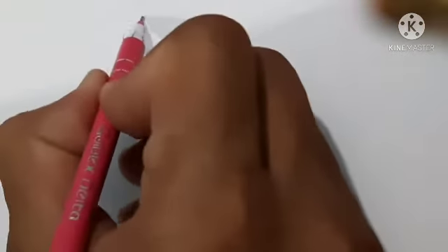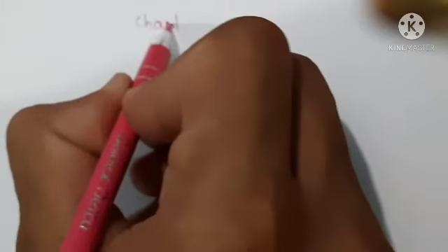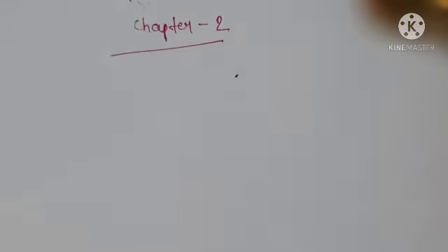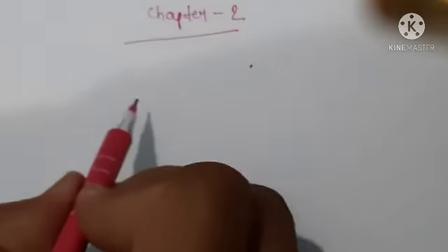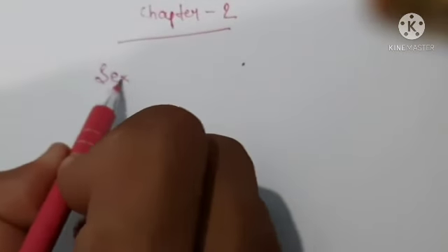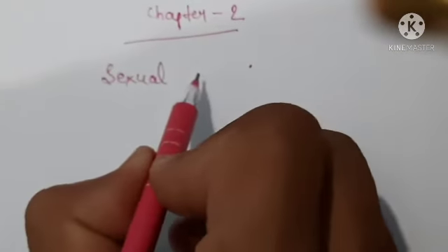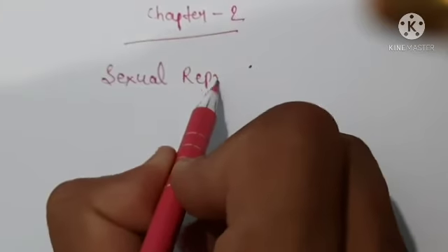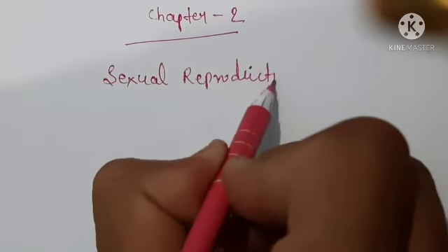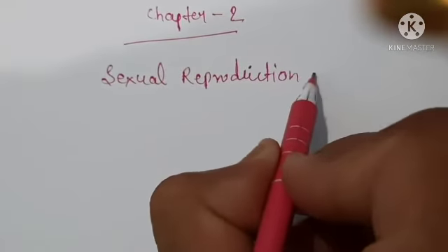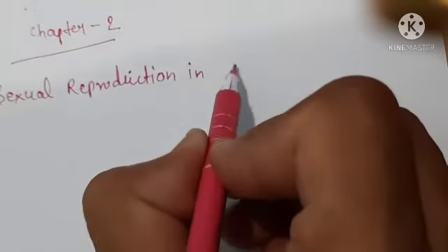Now we will start chapter 2 of biology, that is chapter 2, and the name is sexual reproduction in flowering plants.